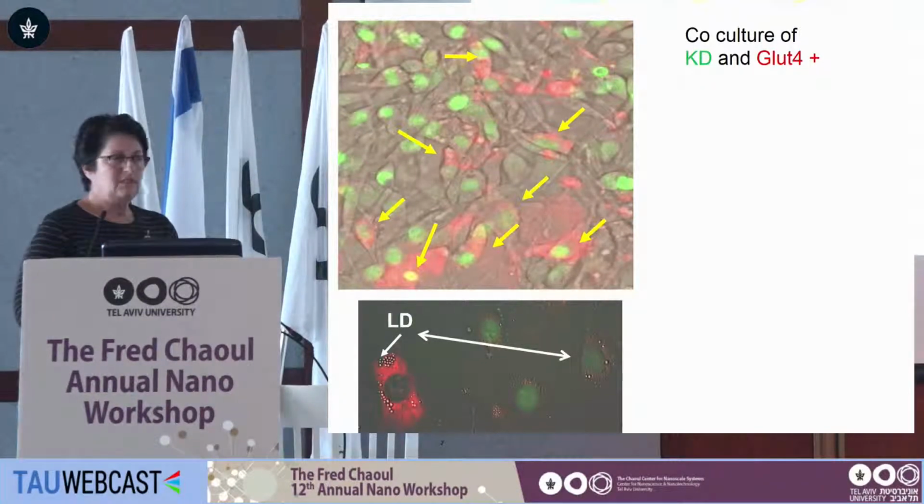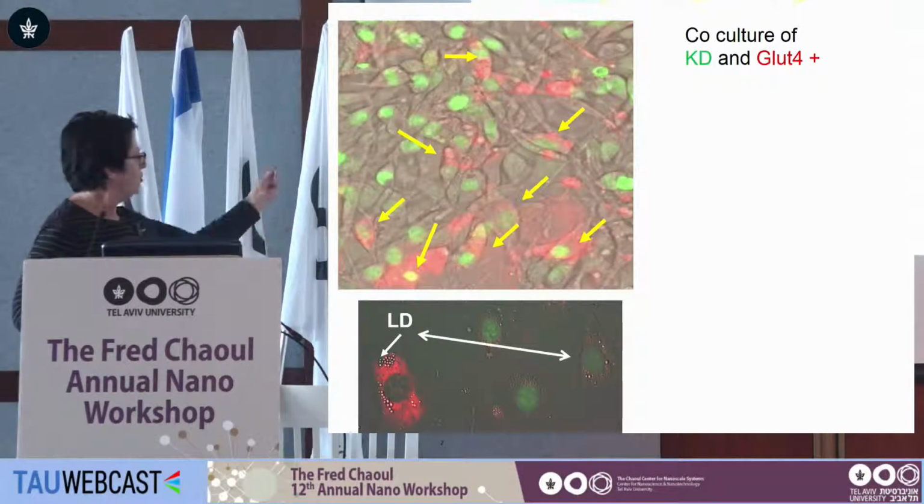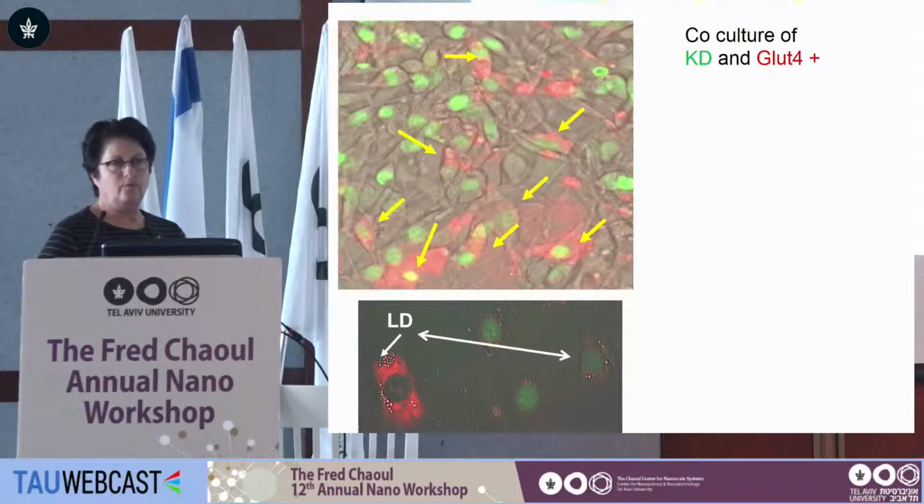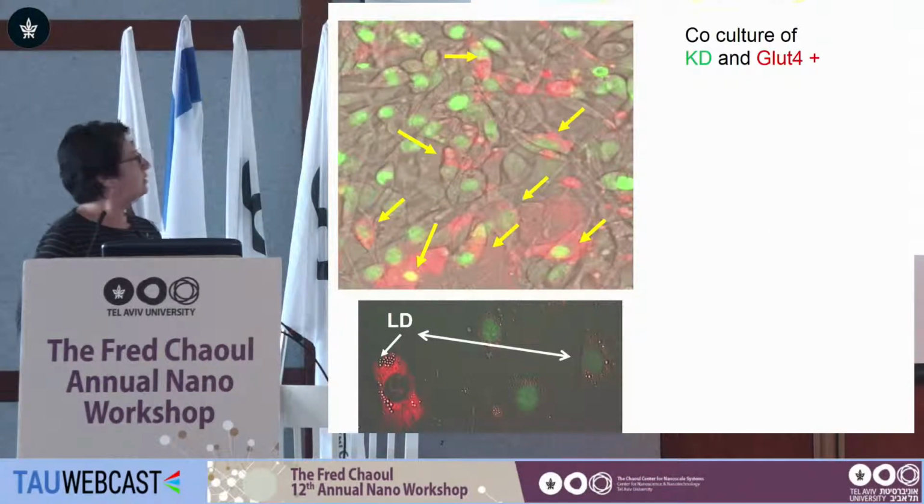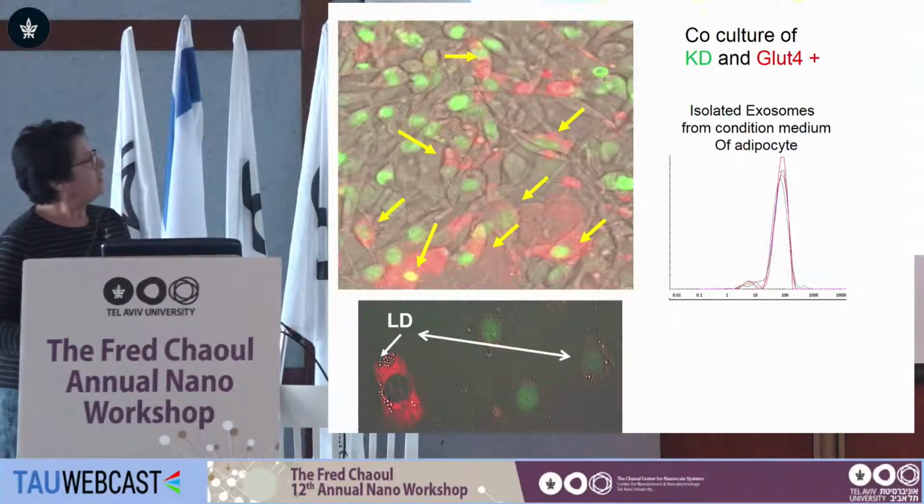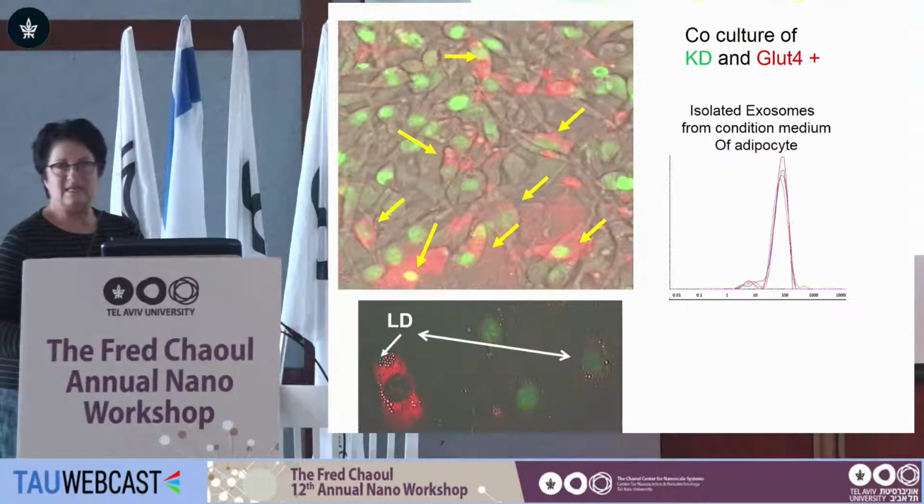The knockdown cells will not be able to do so, but when they are co-cultured together, we can see that there is a transition of the GLUT4 positive microvesicles into the cell, and this accelerates the other cell to become an adipocyte as well. We can also isolate exosomes from conditioned medium of adipocyte cells. So by being able to understand what the cells are signaling and what kind of natural nanoparticles they are sending to one another, we can better understand how to control the cell niche.